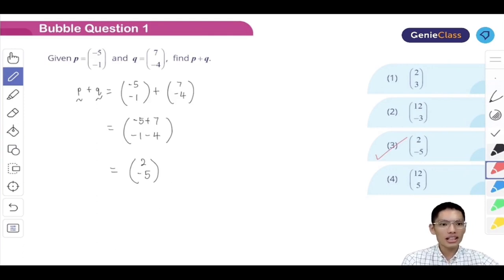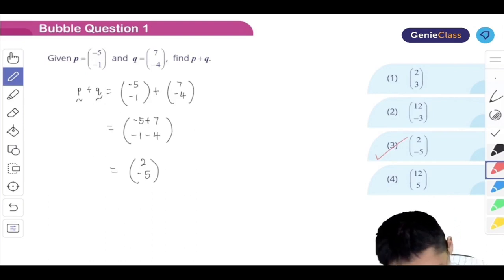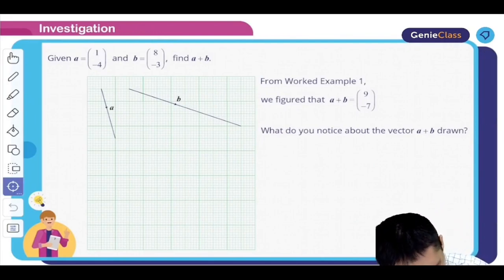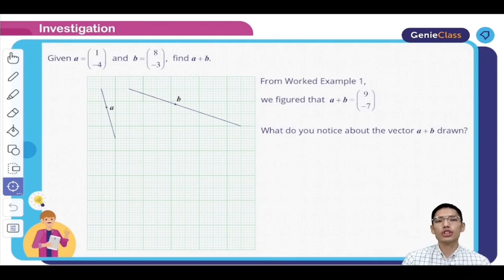Alright, welcome back, Zing. Alright, focusing from there. Now, what is the meaning of doing your vector addition? So right now, we know summing the entries is like this. But what does it actually mean to sum up the vectors? So let's investigate together. From the previous worked example, we figured out that my vector is actually this. But what do we notice when we actually draw the vector?